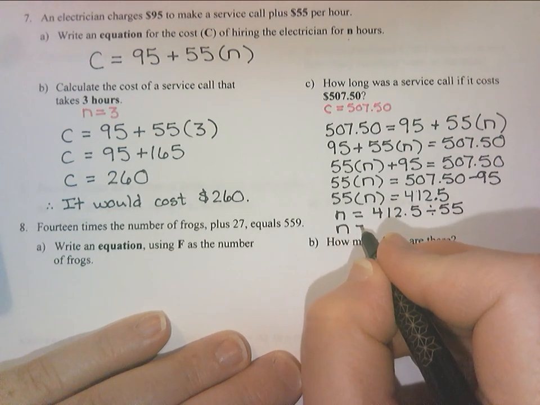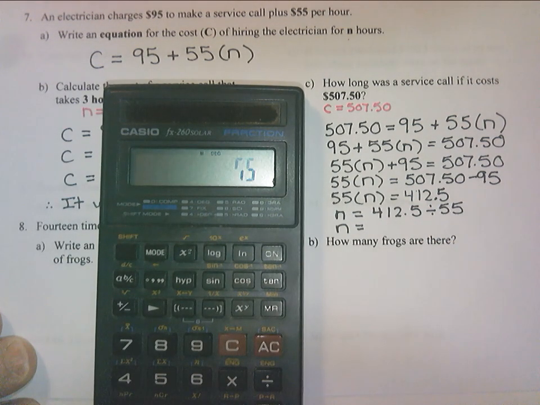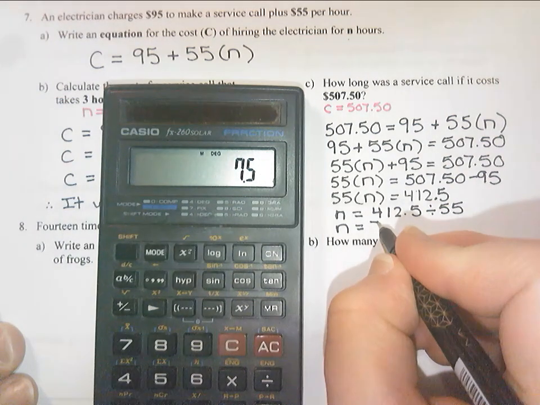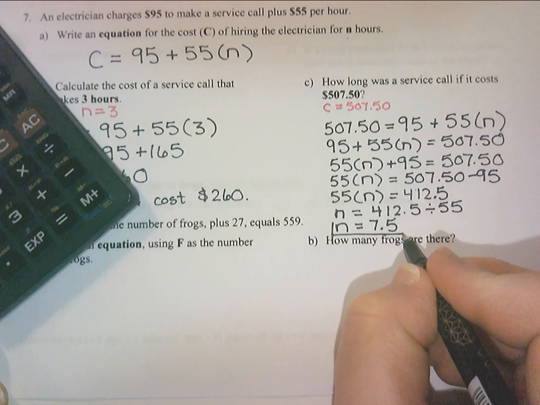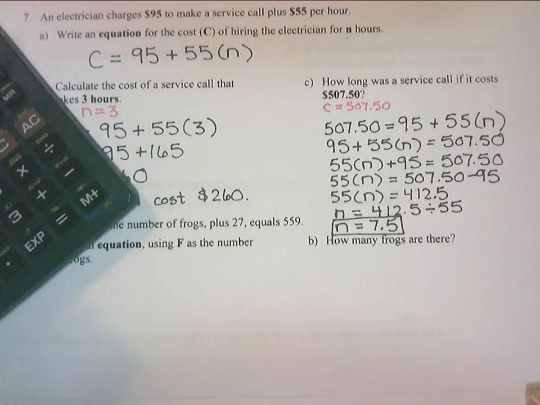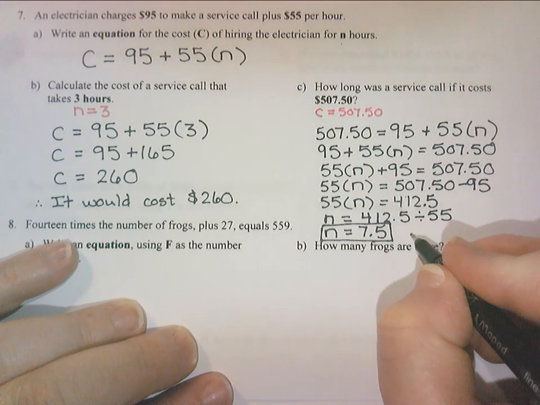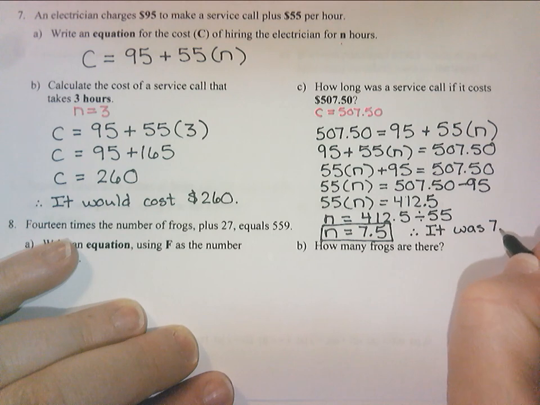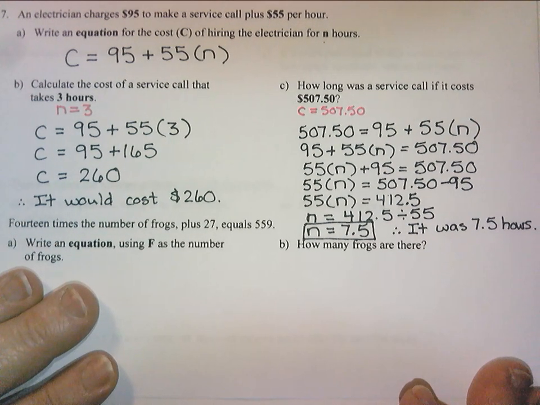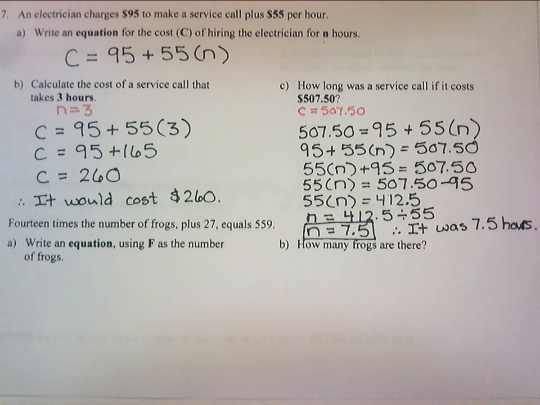Running out of room here. So 412.5 divided by 55 is 7.5. So how long was the service call? The service call was 7.5 hours long. So I'm just going to say, therefore, it was 7.5 hours. It looks like house, but it's just my poor handwriting.